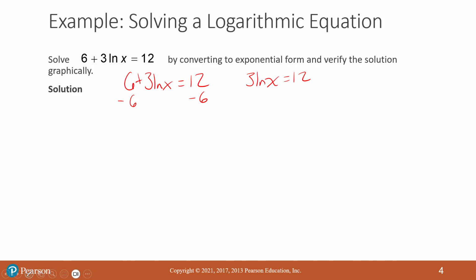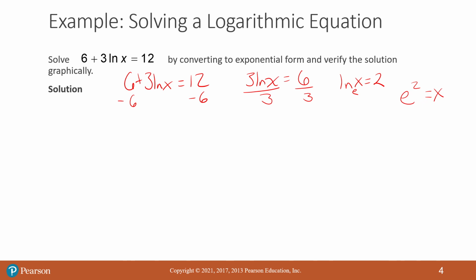12 minus 6 is 6. It leaves you with a 6 here. Then we're going to divide by 3. That leaves us with the natural log of x equals 2. Okay. Now, the natural logarithm has a base of e. So if I'm converting from the natural logarithm to an exponential function, it should look like e squared equals x. And that would be our answer.